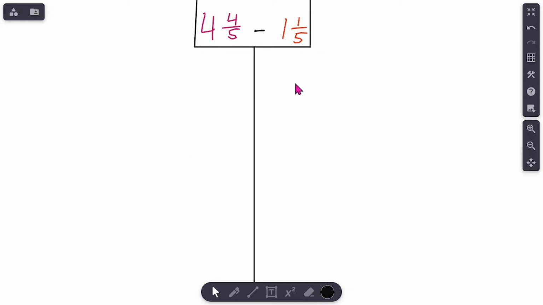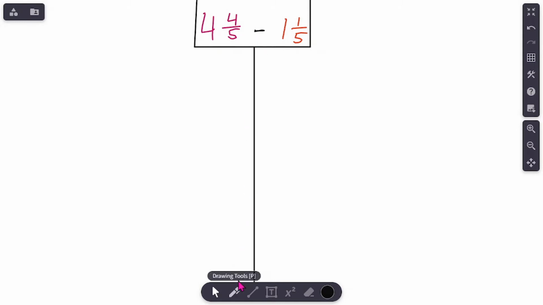I've broken my screen into two sections because I've got two different ways I want to show you to solve this problem. We've got 4 4/5 minus 1 1/5. And the first thing I'm noticing is that both denominators for both mixed numbers are the same. And that's good to know, because that means that we can jump into subtraction.